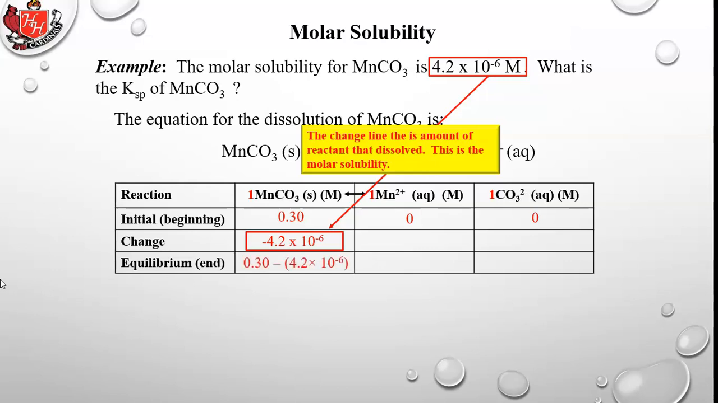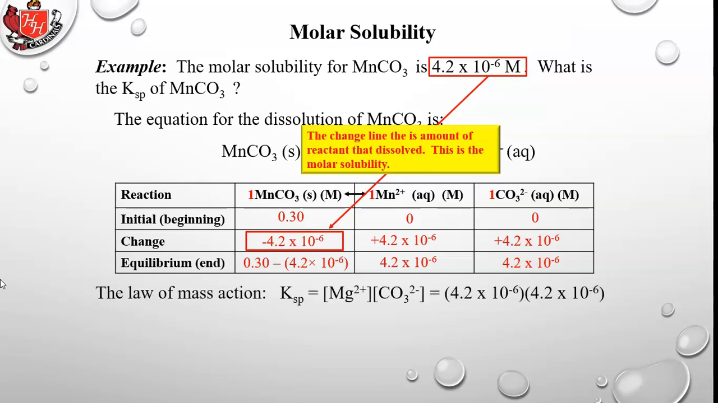And now if you subtract the change line from the initial line, you're going to end up with that number on the bottom. But that number is completely irrelevant because it's a solid, MnCO3, so it doesn't go in the law of mass action. Now over on the product side, you're going to end up with positive 4.2 times 10 to the negative 6th. The coefficient is 1 in front of Mn, so that's going to be 1. And then that's going to give you the change. You're going to have 4.2 times 10 to the negative 6th at equilibrium. Same for carbonate. You're going to add that same number and get that same number there. So the only two numbers we're interested in are on the product side down in the equilibrium line.